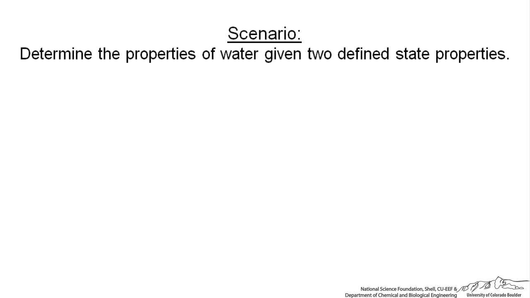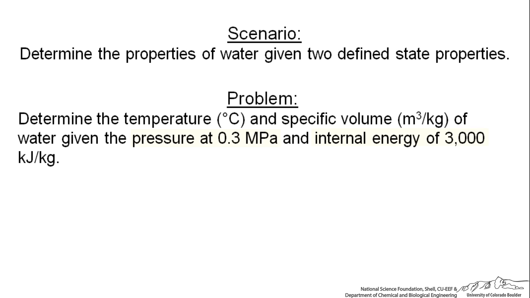The purpose of this screencast is to show how to use steam tables to determine the properties of water given two existing conditions. Take the following example, where pressure and internal energy values are reported for water. We want to determine temperature and specific volume of the water given these conditions. We could also determine the quality of the steam, which is the fraction of the liquid-vapor mixture that is vapor.